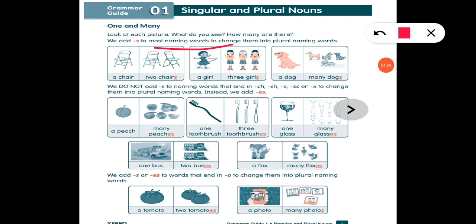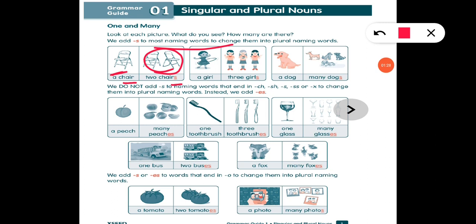Now look at this picture. Here is one chair. How many chairs are here? Two chairs. So we write down chair, chairs. We add s at the end of the word to make it plural. Chair is singular, chairs is plural.